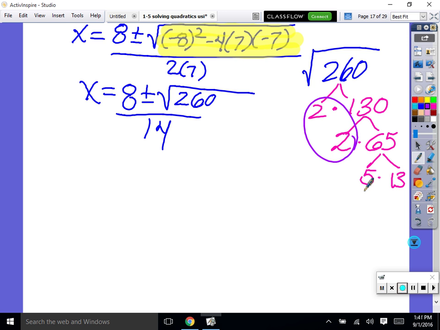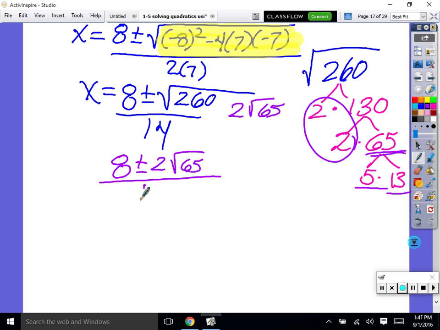A 2 comes out. That stays, multiply it back together. It's going to be 65, right? So this became 2 square roots of 65. I rewrite it: 8 plus or minus 2 square roots of 65 all over 14. Now I'm going to say one more thing. Only if all 3 things divide by something in common can you divide. If it was just those 2, you still can't.